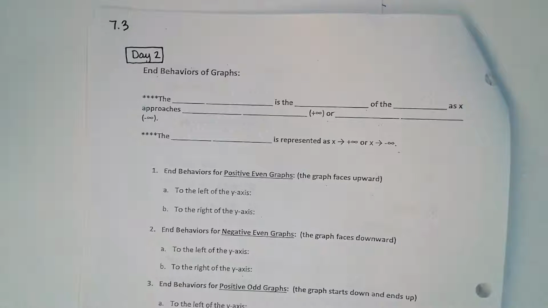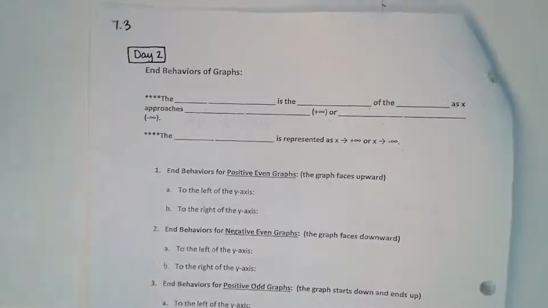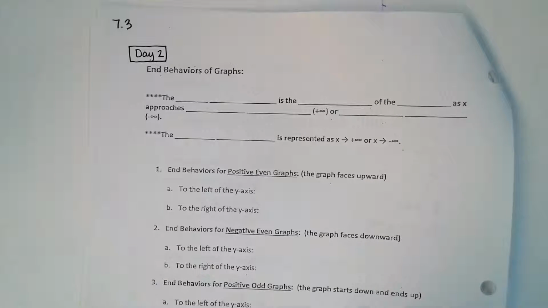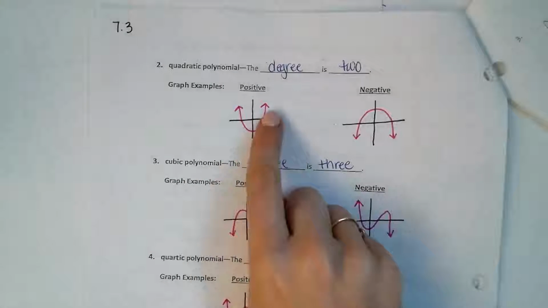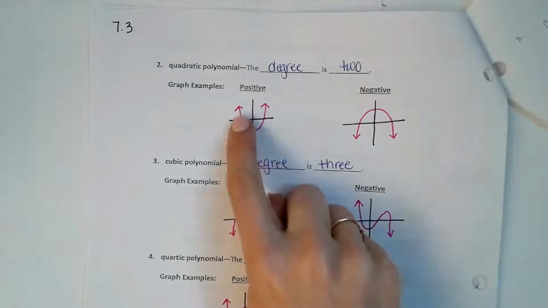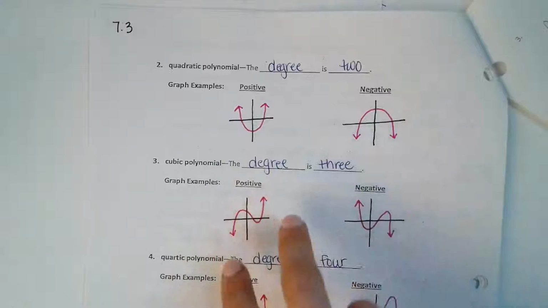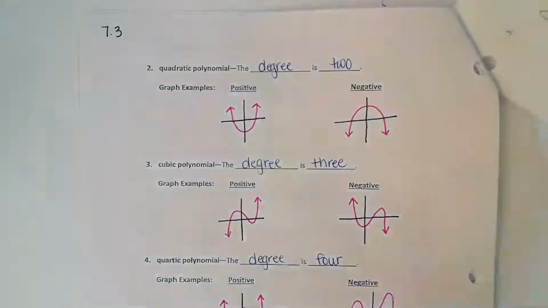Okay, so go ahead and get out your notes and turn to page 12. So for this, we are going to be talking about the end behavior, specifically the ends of these graphs. Yesterday we talked about if they're even or odd. Today we're just going to be talking about the ends and how these graphs are pointing either up or down.